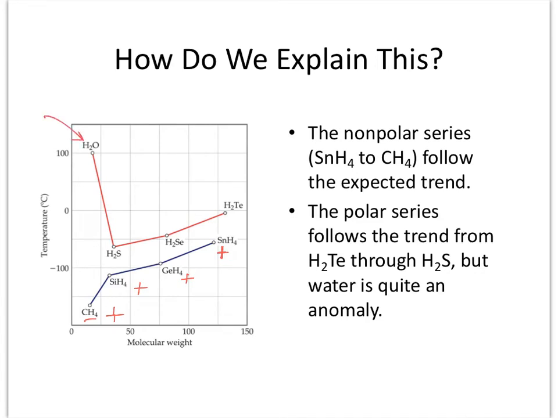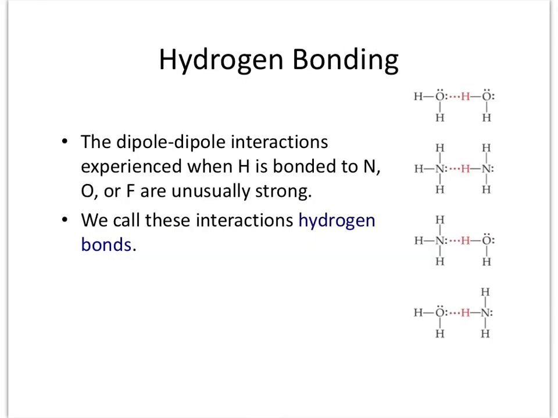Here, this red line does follow the trend for H2S, H2Se, and H2Te. Oxygen, sulfur, selenium, and tellurium are all in the same group, but you see this anomaly, which is water. So the anomaly can be explained by hydrogen bonding.